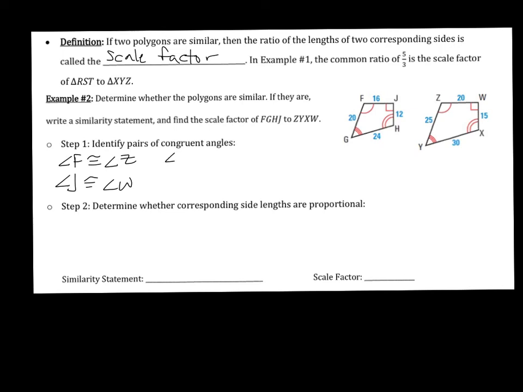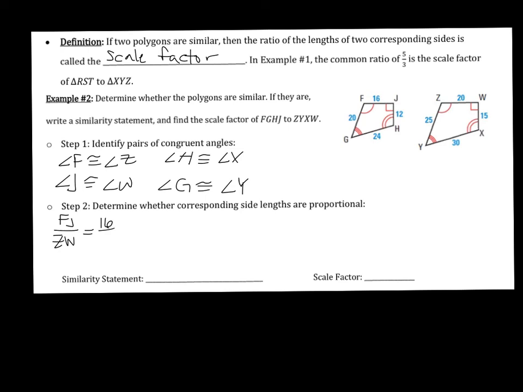We have angle X is congruent to angle H. I'm going to be consistent with how I'm naming that. And angle G is congruent to angle Y. So there's our pairs of congruent angles. Now we're going to determine whether the corresponding side lengths are proportional. So we have FJ is corresponding to ZW, and we can see that from our picture, and we can also see it from our similarity statement.